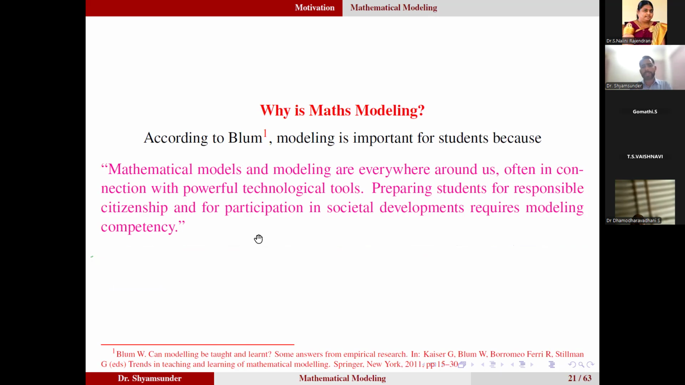Then why use mathematical models? According to Balam, in a paper from 2011: modeling is important for researchers because mathematical models are everywhere around us, often connected with powerful technological tools like MATLAB and Mathematica. Preparing students for responsible citizenship and participation in societal developments requires modeling competency.